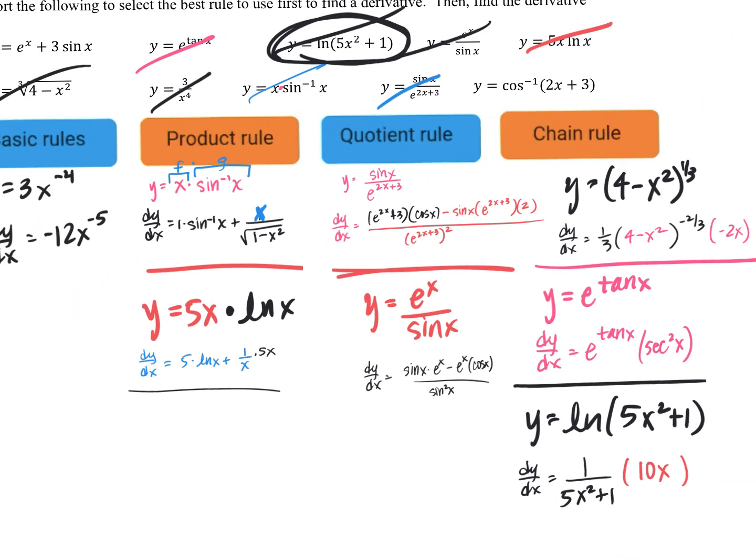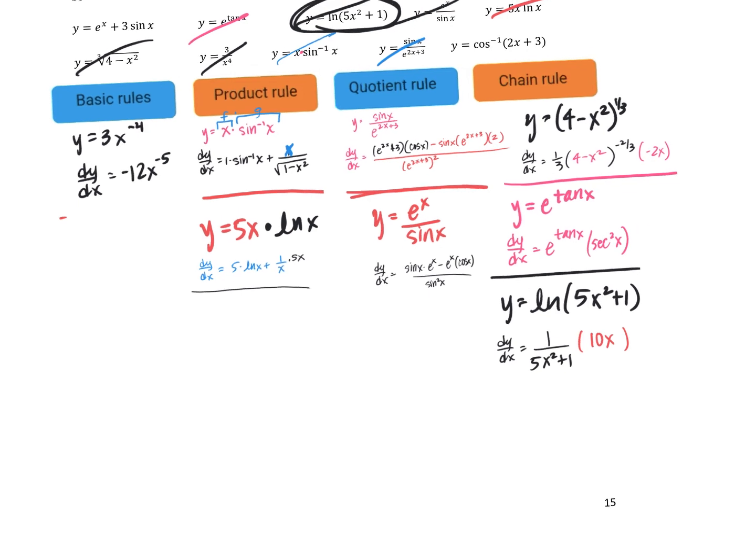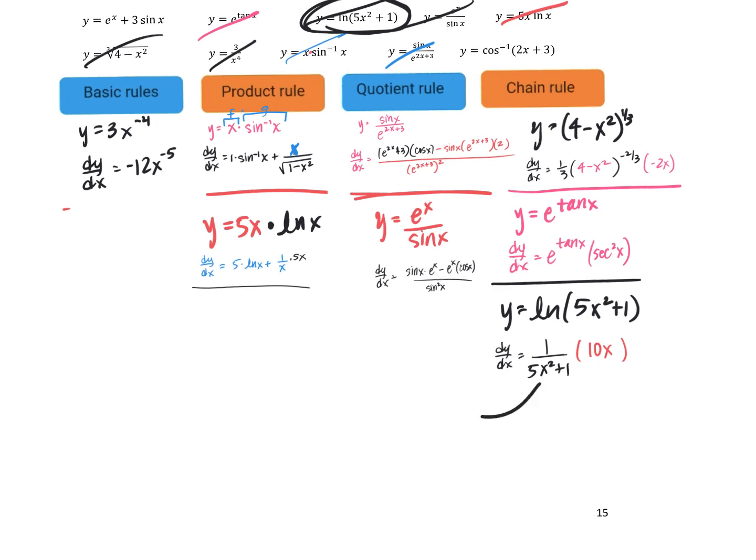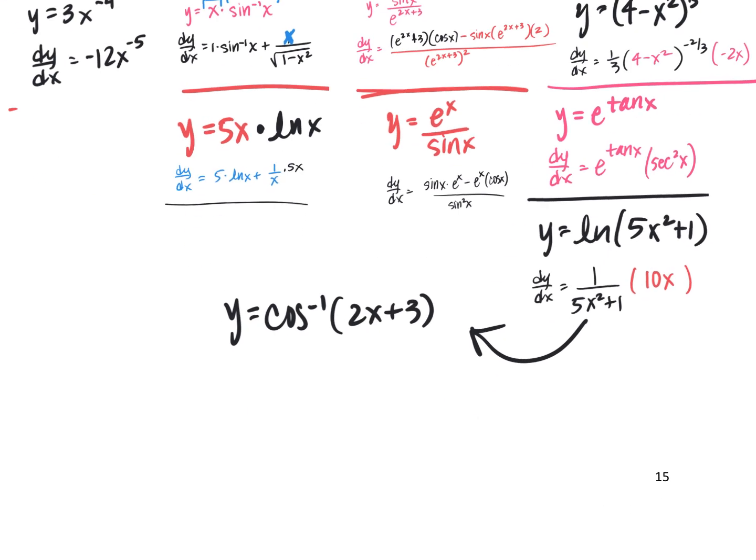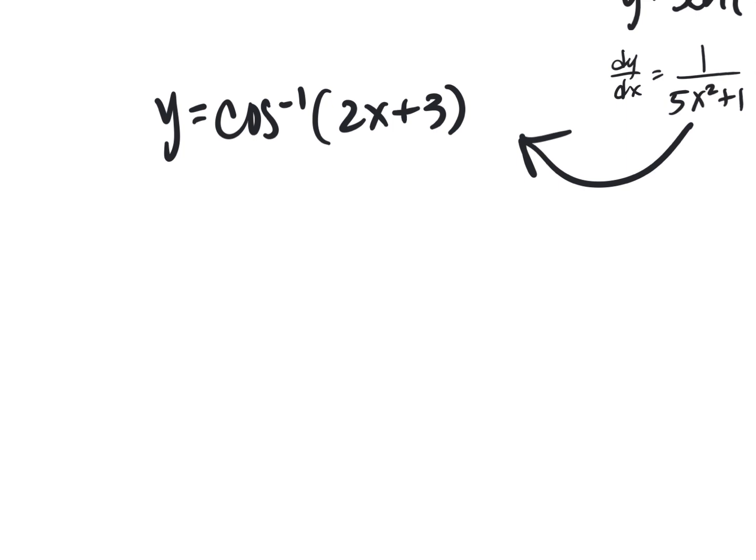What's this guy going to be? Geez, oh man. Just to let you know, if you're running out of space, you could just draw a little arrow. This is also chain rule, and it's going to be inverse cosine of 2x plus 3. Inverse cosine, gross. Starts with a C. Will it be positive or negative? Negative.